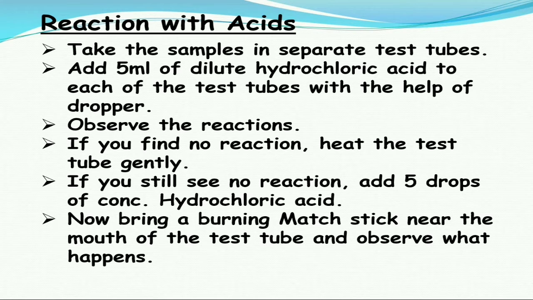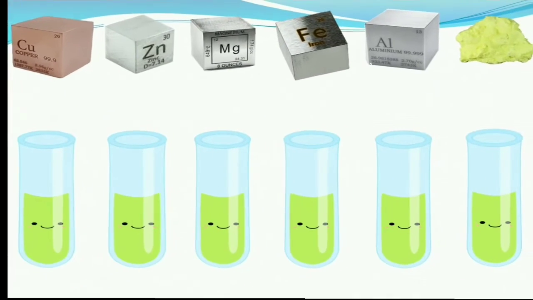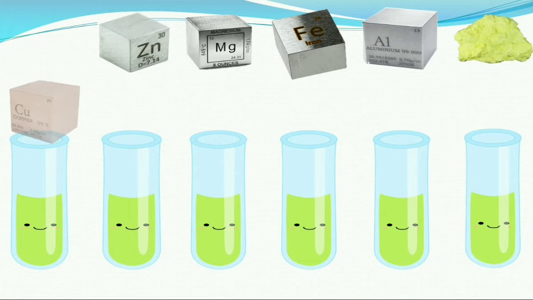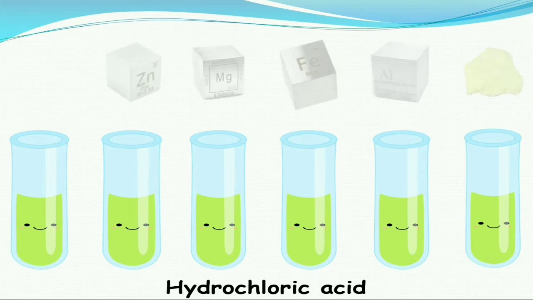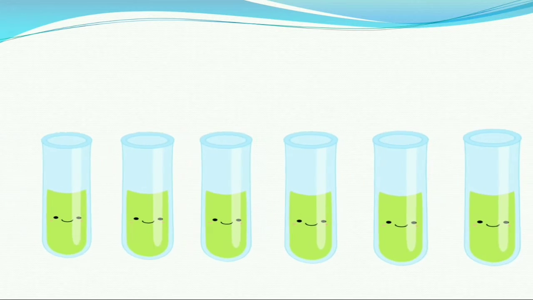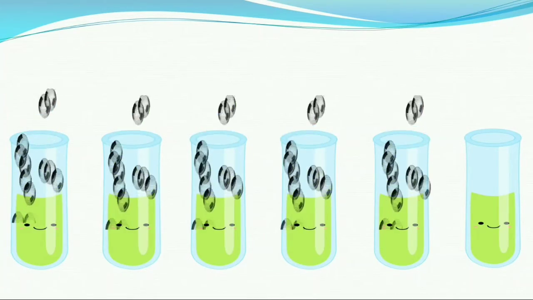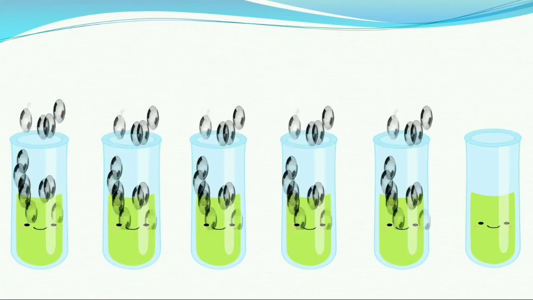Bring a burning matchstick near the mouth of the test tube and observe what happens. Now we have taken dilute hydrochloric acid in all the 6 test tubes, and we have taken the metal samples or non-metals: copper, zinc, magnesium, iron, aluminium, and last, the yellow colored one, sulfur. And we added them into the test tubes so that we can observe fumes liberating from the first five test tubes, but no fumes, no bubbles are released from the 6th test tube.